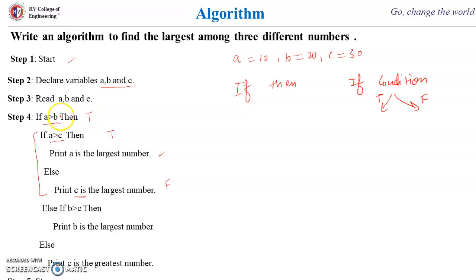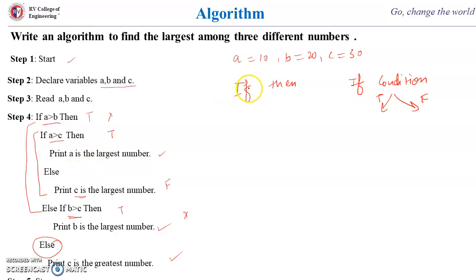If this condition is false, then we come to this. Else if means if this is not true, then we check the other condition, if B greater than C. If the condition is true, then we print B is largest. If the condition is not true, then we print C is the largest, because when this is also not true, by default C will be the largest. So like this, if we have a condition, we can use the words if, then, else, else if, and we can check the condition.